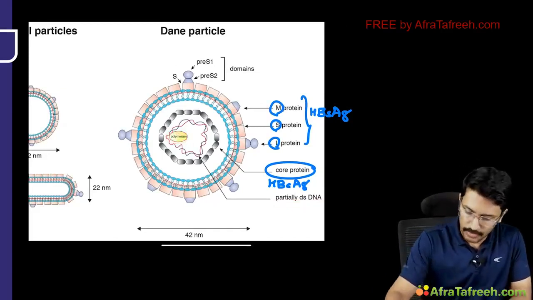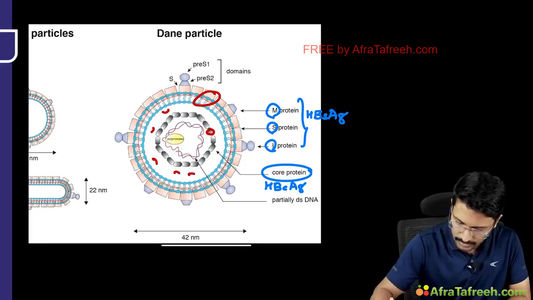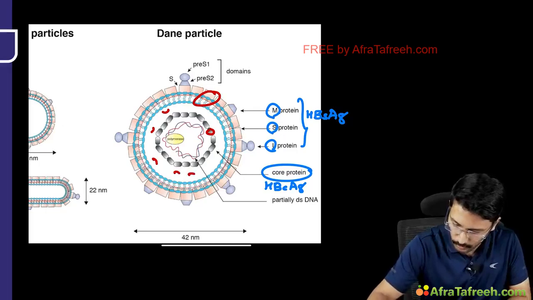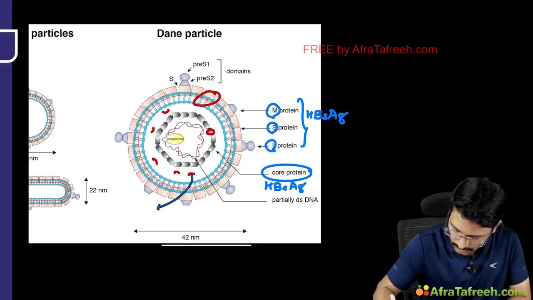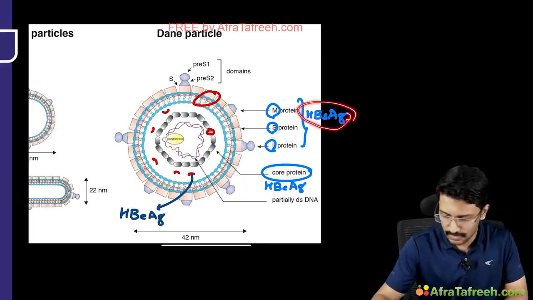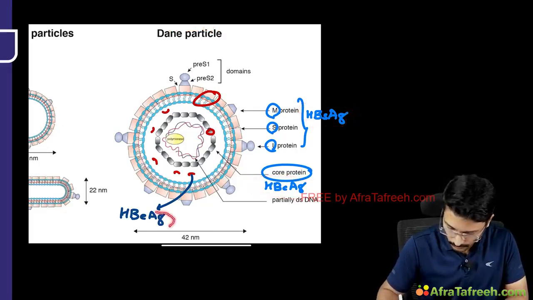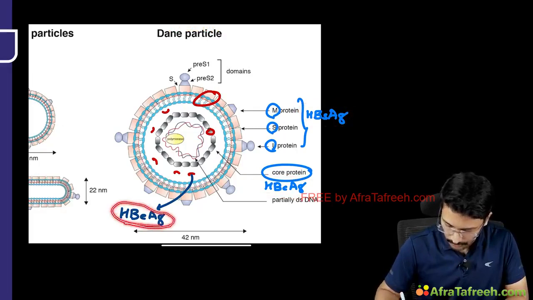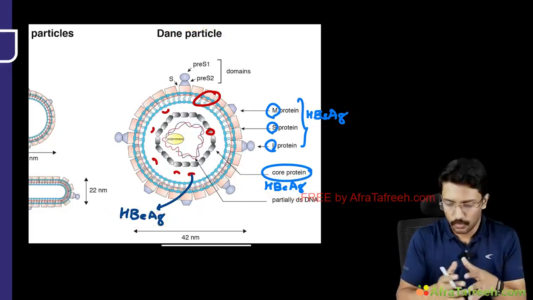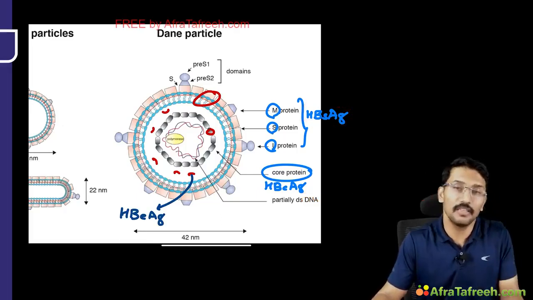Apart from that, between your surface proteins and core proteins, you have floating proteins, which we call E antigen, or E protein, hepatitis B E antigen. So we have three important antigens: surface antigen HBsAg, core antigen HBcAg, and HBeAg. Now we clearly know that surface antigen is the earliest to be released in circulation.